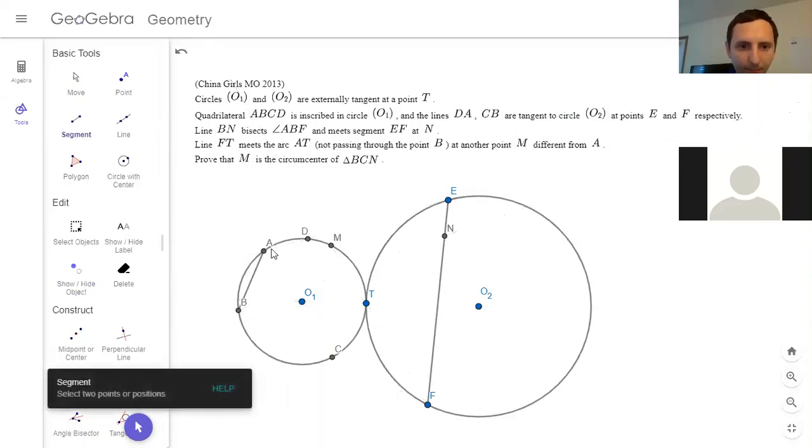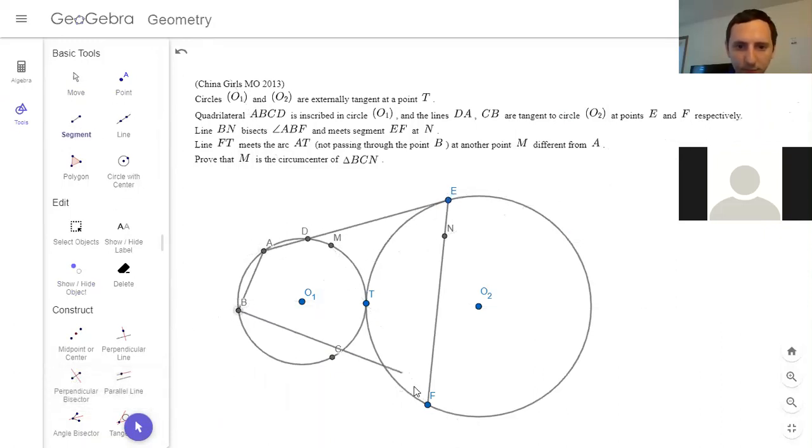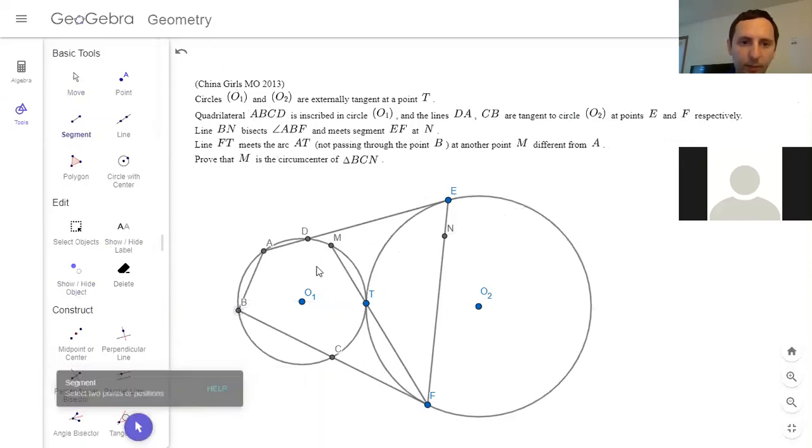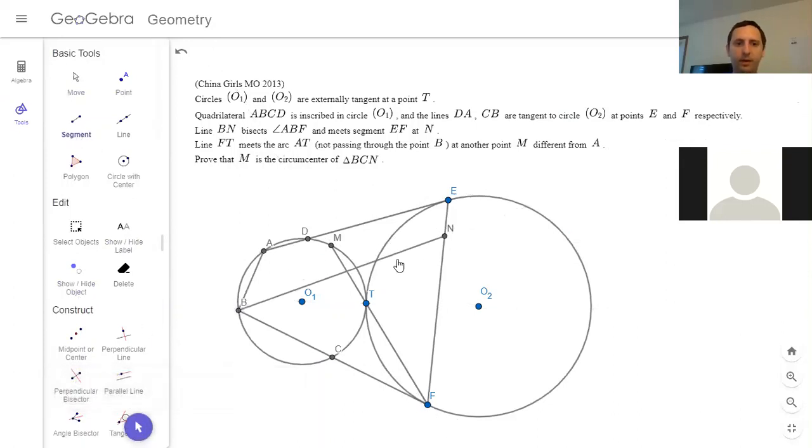All right. And is it CT and N? Oh no, it's so BN is the angle bisector. Okay. So I'll have to remember that. It almost looks like ABF is a, well, that doesn't look that much like a right angle. So yeah, this is the figure. And we want to show that M is the circumcenter of BCN.